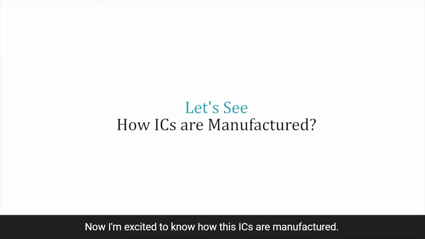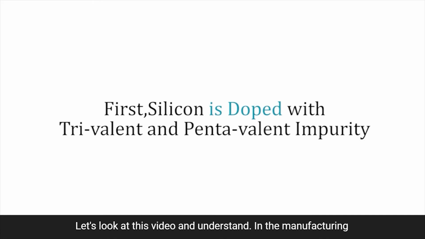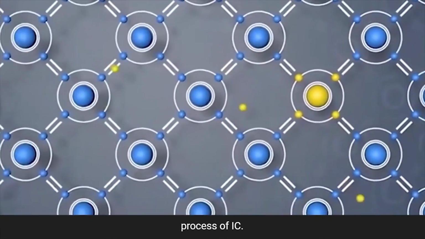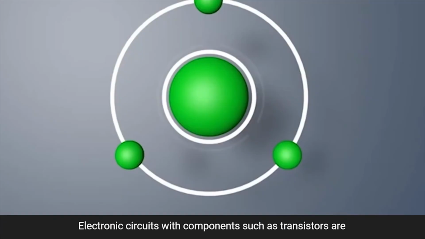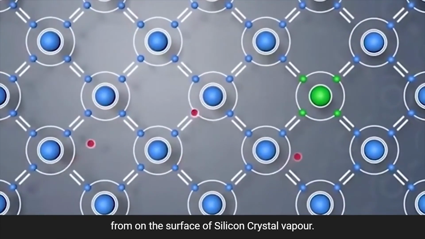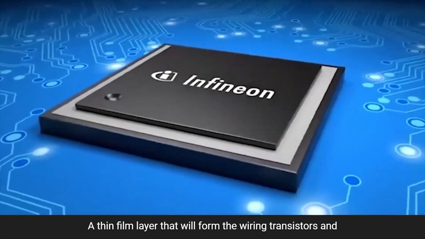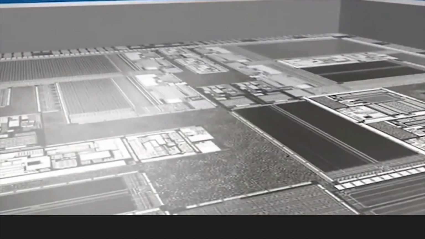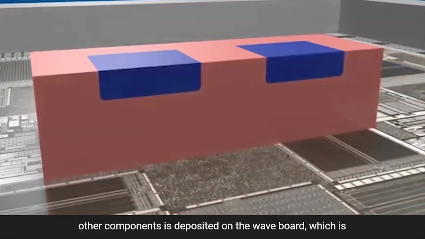Now, I'm excited to know how these ICs are manufactured. Let's look at this video and understand. In the manufacturing process of ICs, electronic circuits with components such as transistors are formed on the surface of a silicon crystal wafer. A thin film layer that will form the wiring, transistors and other components is deposited on the wafer, which is called deposition.